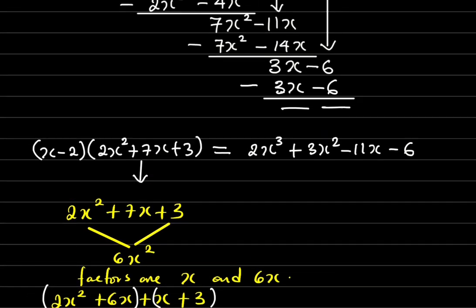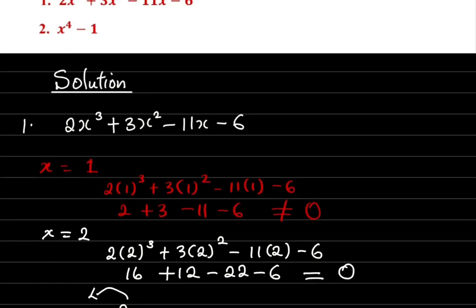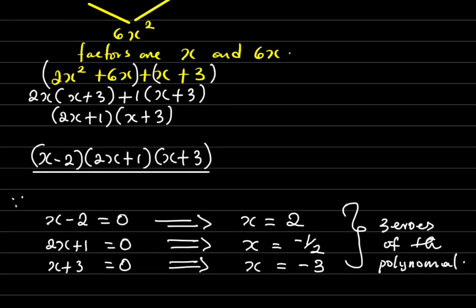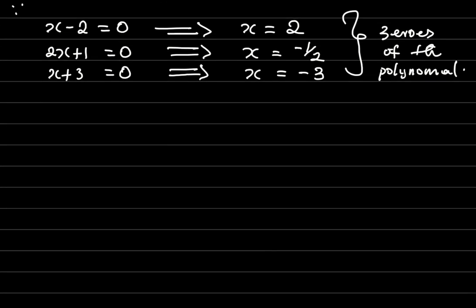So good. Let's move to the second question. The second question is x raised to power 4 minus 1. This is a very interesting and simple question to work out. So number 2, we have x raised to power 4 minus 1. What you just need to do to solve this question is to use your knowledge of difference of two squares. Difference of two squares is, once you have a squared minus b squared, the answer is a plus b into a minus b.